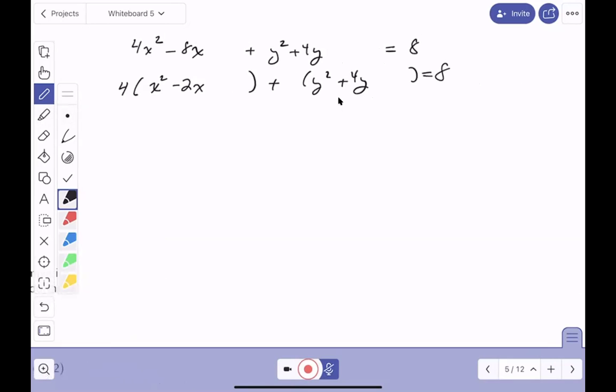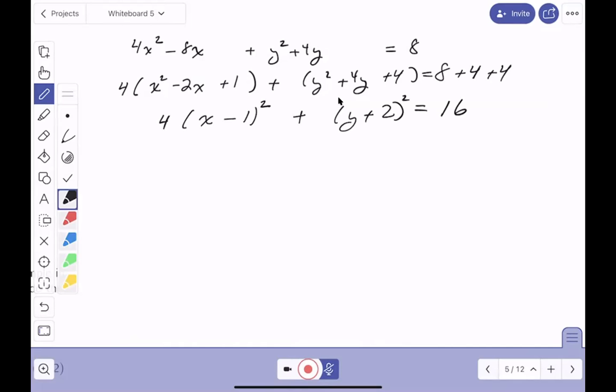Going to complete the square. Half of -2 is -1. Square it, get +1. Now I know from past experience, a lot of students make a mistake now. They think they're adding 1. You're not adding 1. You're actually adding 4. Half of 4 is 2. When you square 2, you get 4. So I'm adding another 4. Let's write this down. So you get 4(x minus 1) squared plus (y plus 2) squared equals, let's see, 8 plus 4 plus 4, 16. That was easy.